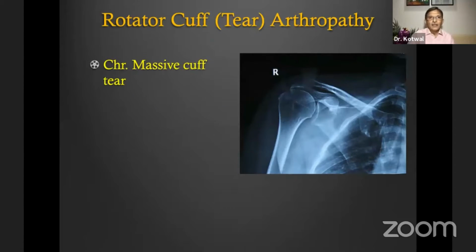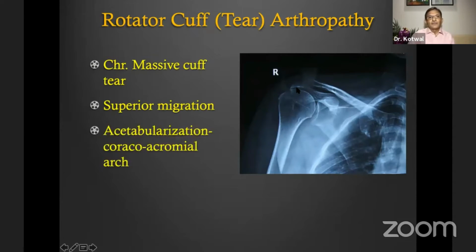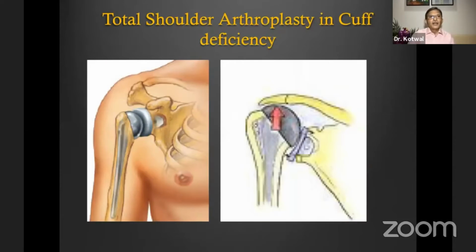So what happens if there is a massive rotator cuff tear? There would be superior migration of the head of the humerus, which you can see here. It has now migrated upwards and is touching the acromion. And there occurs what is described as acetabularization of the coracoacromial arch. So this becomes like an acetabulum, and this becomes like the femoral head. So now it becomes this kind of joint.